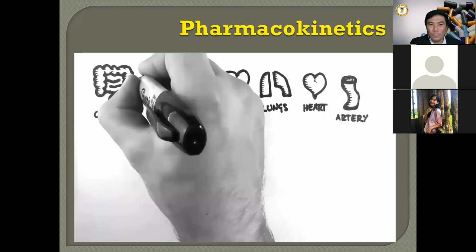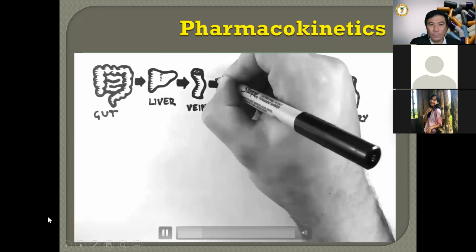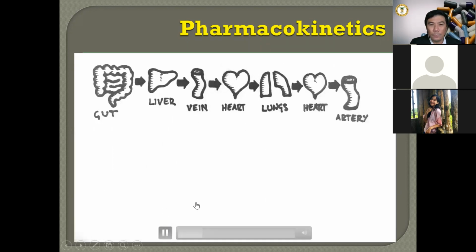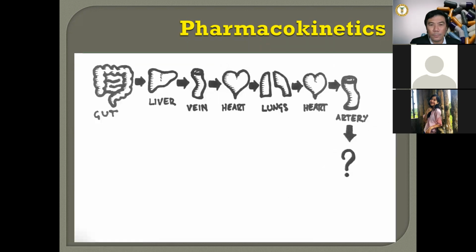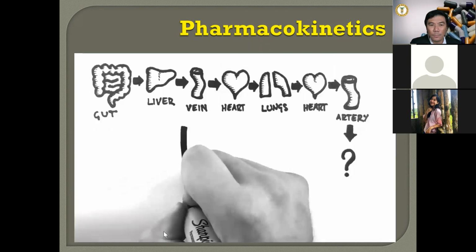What we are going to do is place drugs into different parts of this system and measure their concentration in the arterial circulation over a period of time. So I'll draw a set of axes.